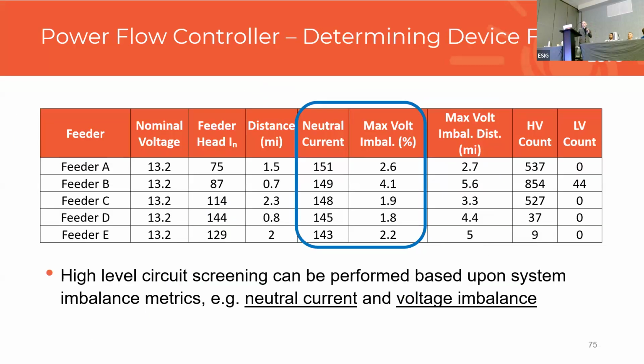Another one that I like to use is just your count of high voltage conditions and low voltage conditions, because that lets you know if there is an actual problem that you could be solving with this device.